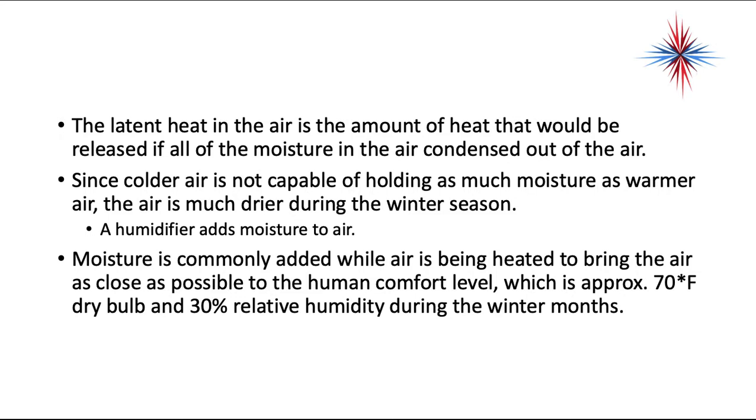Since colder air is not capable of holding as much moisture as warmer air, the air is much drier during the winter season. A humidifier is used to add moisture to this air. Moisture is commonly added while air is being heated to bring the air as close as possible to the human comfort level, which is approximately 70 degrees dry bulb with 30% relative humidity during the winter months. Again, human comfort level in the winter months is about 70 degrees dry bulb and 30% relative humidity.